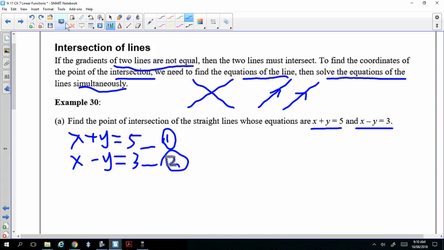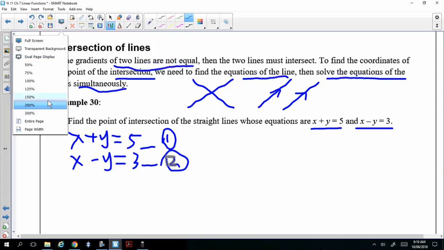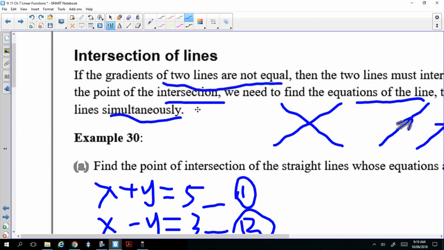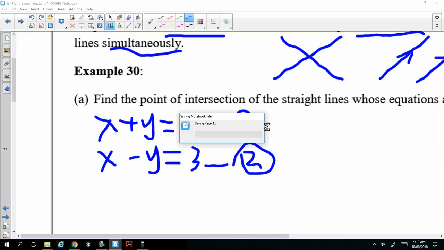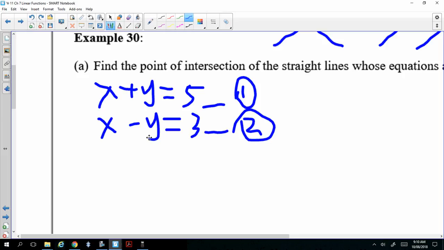What do you do? Do you add them? Do you subtract them? Or do you make y the subject? What do you do? There's many, many ways. Elimination will be the fastest. Yes, where x and y are both on one side of the equation, it's faster to eliminate. So how would you eliminate? What would you suggest? Add them.